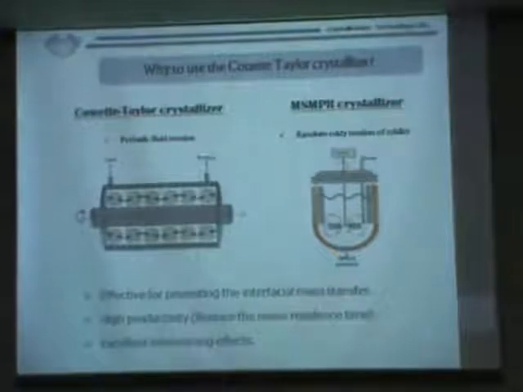So why do we want to use the Couette-Taylor crystallizer in the agglomeration reaction? We can also use an MSMPR or CSTR crystallizer. But the Couette-Taylor crystallizer has a periodic fluid motion, meanwhile the MSMPR crystallizer has random eddy motions. This periodic fluid motion gives us some advantages, as it is effective for promoting interparticle mass transfer. Also, it gives a high productivity because it reduces the mean residence time, and it has excellent micromixing effects.